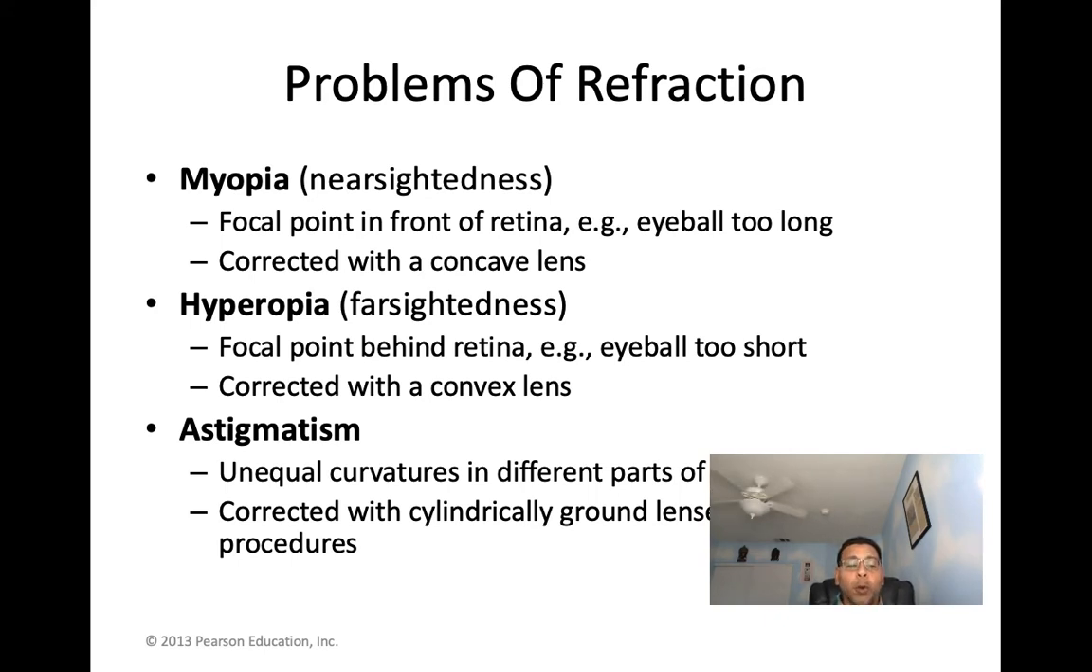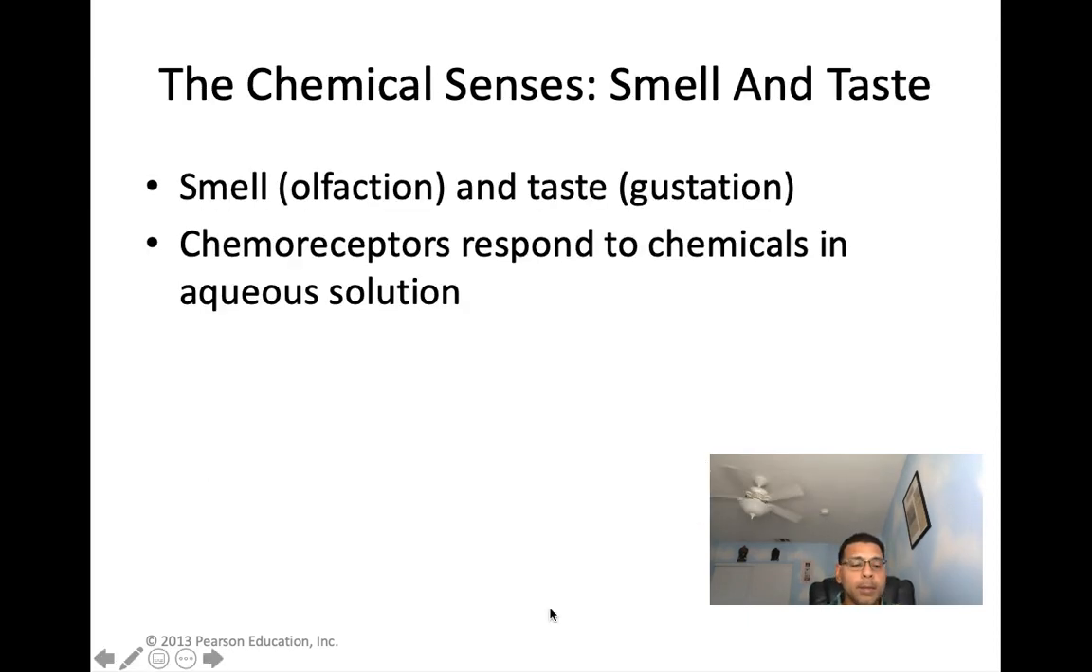All right, let's move forward and talk about our chemical senses, and let's jump to smell and taste. When we talk about our chemical senses, we're talking smell and taste. Smell is scientifically known as olfaction, and taste is known as gustation. So we're going to be looking at our chemical senses, olfaction and gustation.